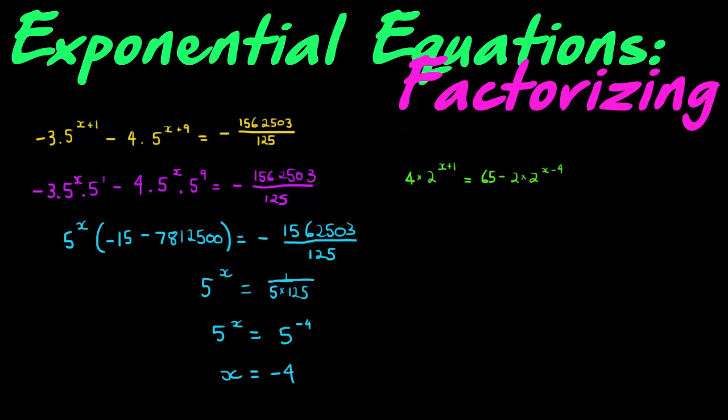Let's try this one. This one looks slightly simpler actually, but here what you are going to see is once I've isolated my power, I'm going to say this is 4 times 2 to the power of x times 2 to the power of 1 is equal to 65 minus 2 times 2 to the power of x times 2 to the power of negative 4.